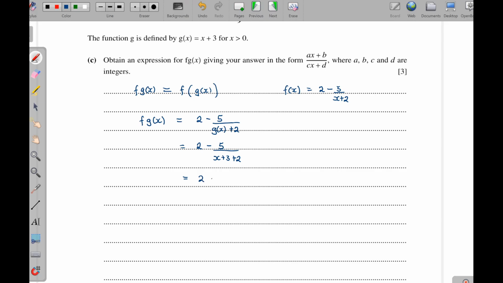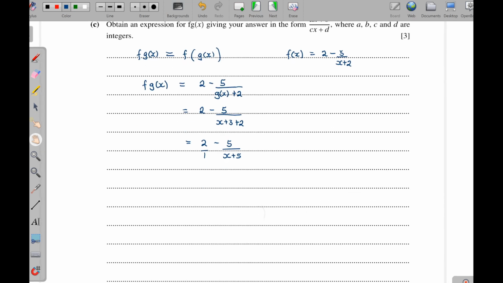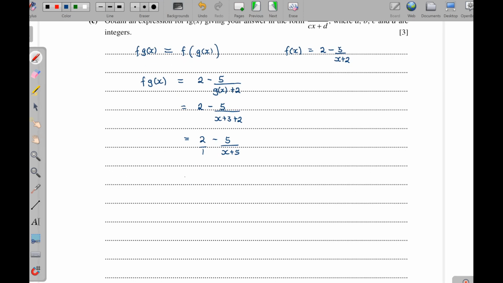So this is 2 minus 5 out of x plus 5. This one is over 1. The LCM is going to be x plus what? 5. So divide by 1, you get x plus 5, then times 2. That's why I always say, just get this times that. See that? And so we have 2 into x plus 5. Then this, divide by that, you get 1, then times this. So you have the 5 there.